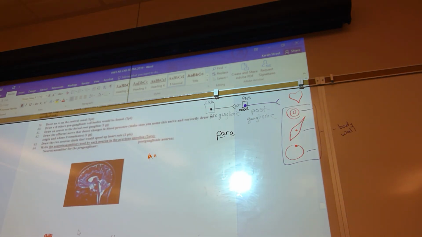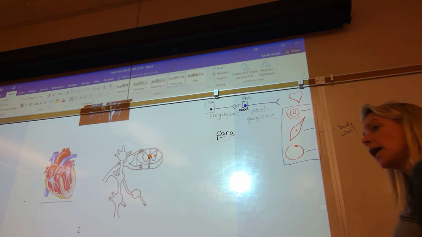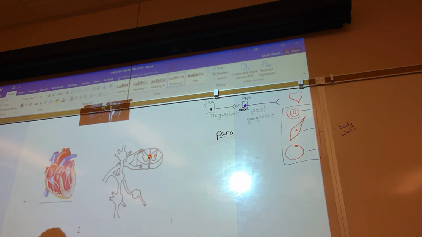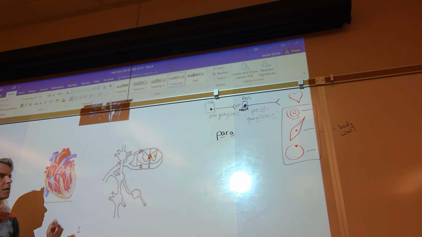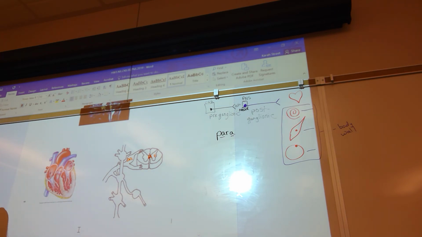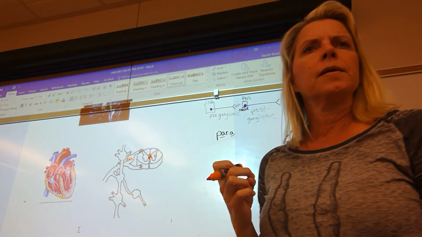Then it says, draw an arrow to the dorsal root ganglion. A ganglion is a collection of cell bodies outside of the central nervous system. You have different types of ganglia. Not all of them are autonomic. The dorsal root ganglion is this one. And that's where sensory cell bodies are found. All sensory cell bodies are found in ganglia. All of them are. They're in dorsal root ganglia for the spinal cord.